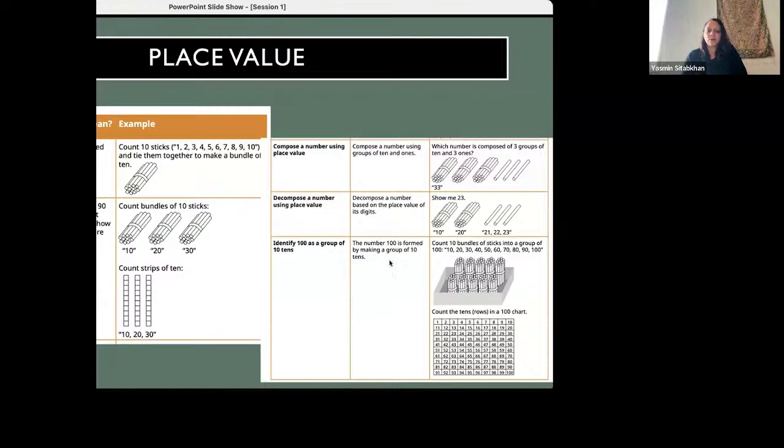This last one is also, eventually you get to 100, and so understanding that 100 is 10 bundles of 10, right? And you can do that with the bundles. You can also do that with the hundreds chart, and you connect them together. That's the important part.